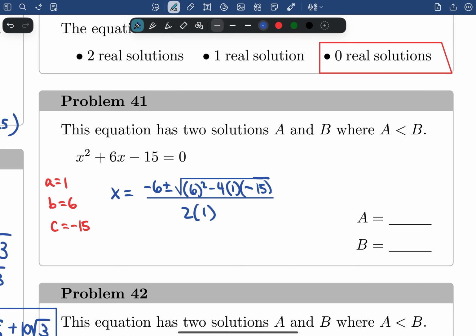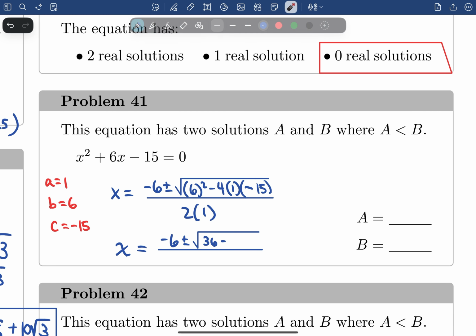Okay, so now what I'm going to do is I'm going to evaluate this. And I'll do it by hand. Now, we've worked on inputting it into a calculator in the past. Sometimes you can input it into a calculator because there's a real solution. Okay, and sometimes we can't. Sometimes our calculator will tell us domain error. Anyways, I'm going to start cleaning this up. 6 squared, it's 36. And then negative 4 times 1 times negative 15 gives me a positive 60. So I'm actually ending up adding 60 in the square root.